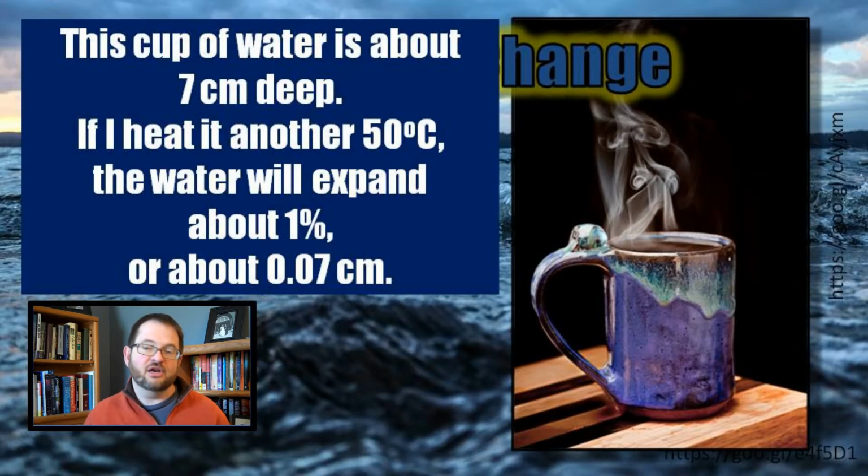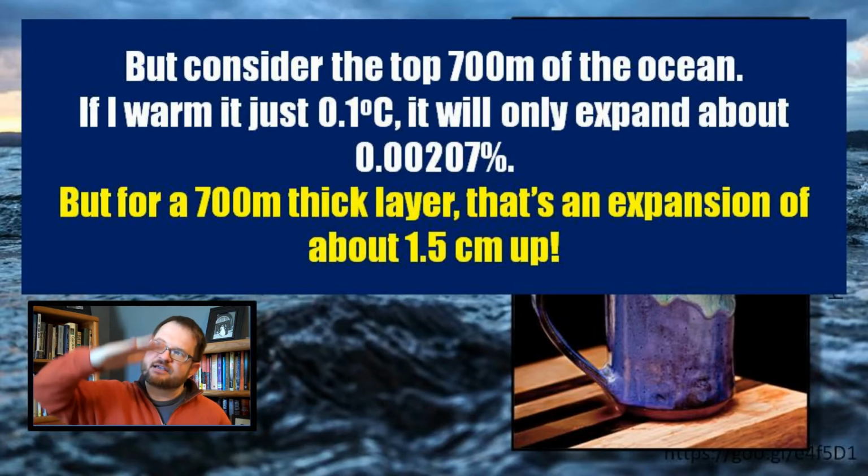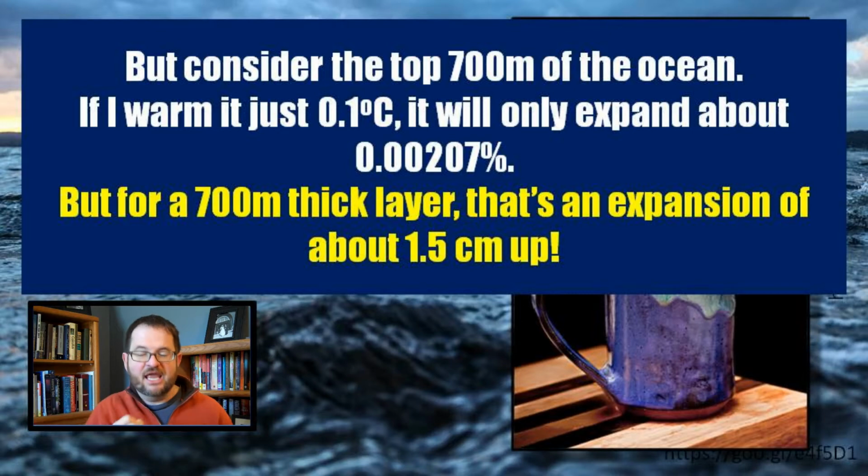Let me show you an example here for the ocean. Consider the top 700 meters of the ocean. If I warm that 700 meters just 1/10 of a degree Celsius, which is pretty realistic, the percent by which it will expand is not all that much. What is this number? 0.00207 is what I got from the spreadsheet. 0.00207%. That's a very, very small amount.